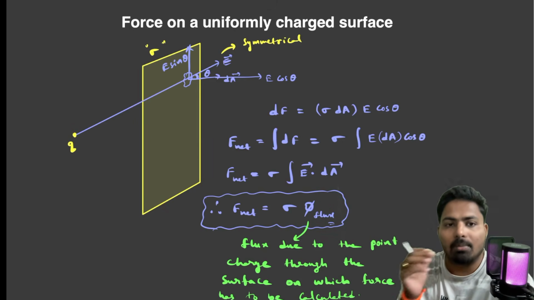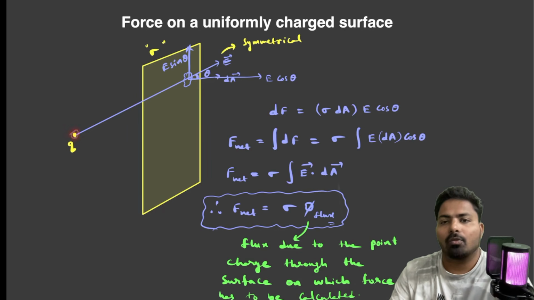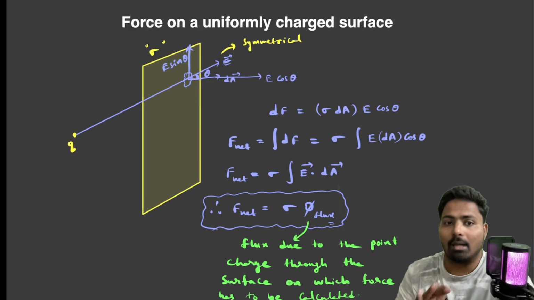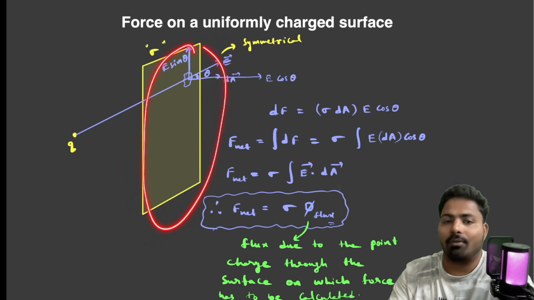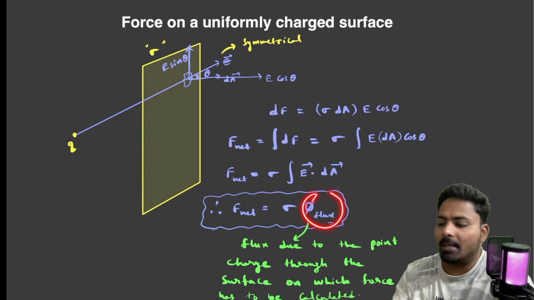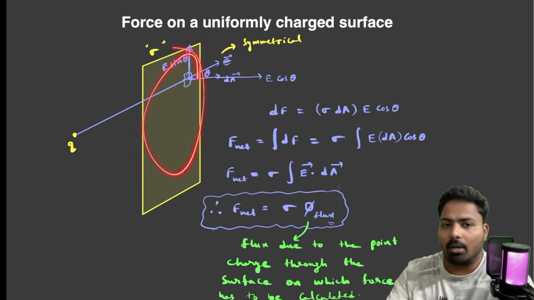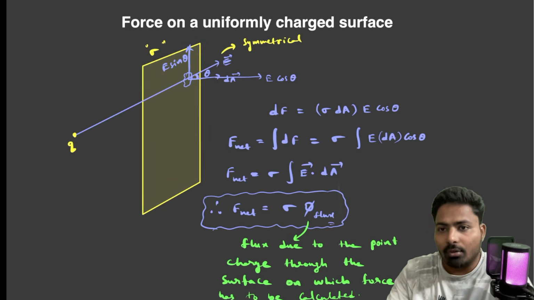What is the other charge that is present over here? The other charge that is present over here is this point charge q. So you just need to find the flux due to the other charge through this surface on which the force is to be found. And we just need to multiply that flux with the surface charge density of the body on which we need to find the force, right? So I hope the concept is pretty much clear for you guys.